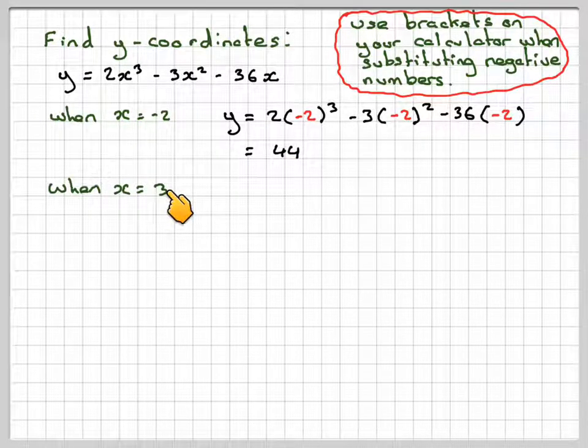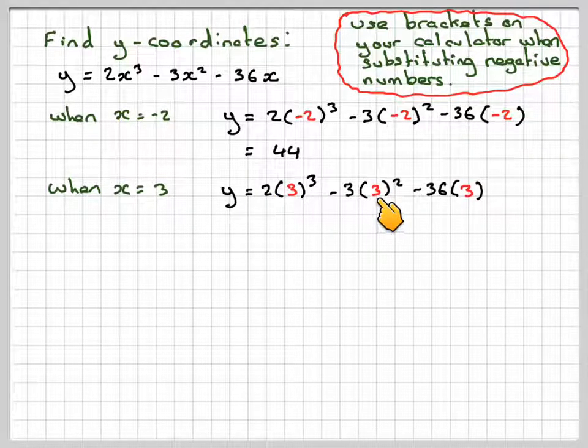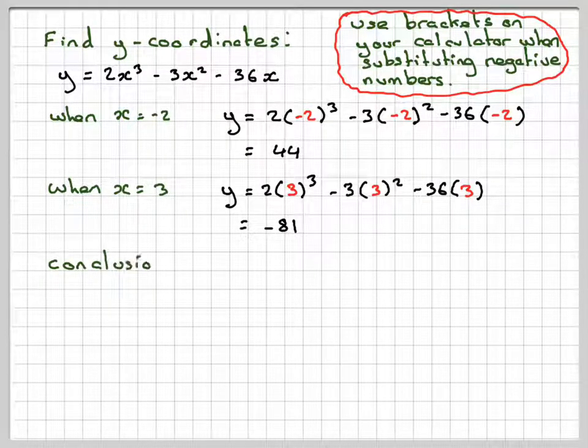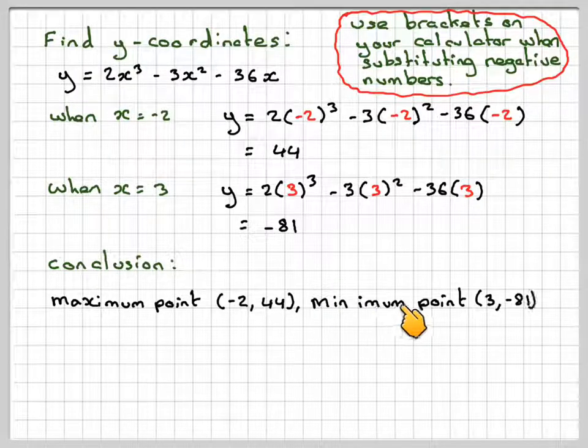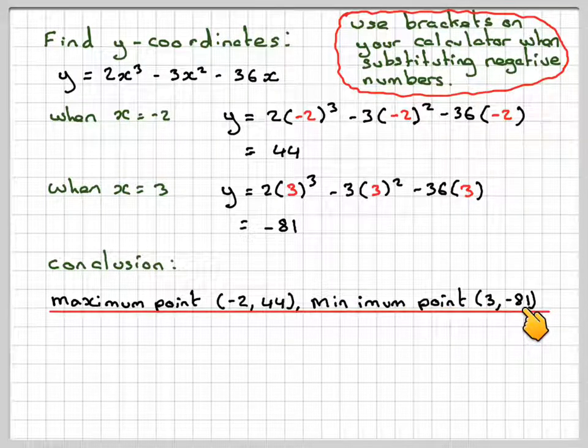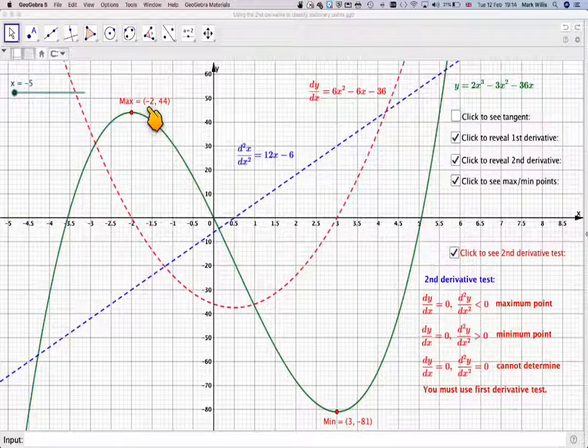And when x is equal to 3, y is equal to 2 times 3 cubed minus 3 times 3 squared minus 36 times 3. And that will give you -81. So the conclusion will be that the maximum point is (-2, 44) and the minimum point is (3, -81). So if we go back to the graph just one minute, okay, we've got a maximum point at (-2, 44) and a minimum point at (3, -81).